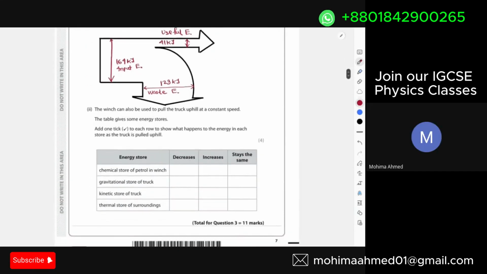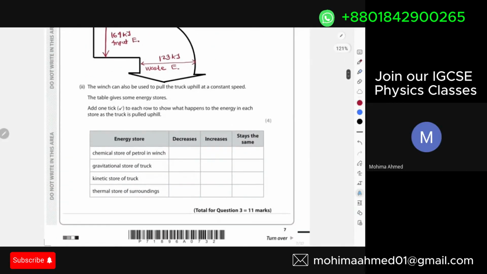Okay, then if we move on, over here there's a chart they have given, and it says the winch can also be used to pull the truck uphill at a constant speed. That means it can also pull the truck on an inclined plane with a constant speed. The table gives some energy stores. Add one tick to each row to show what happens to the energy in each store as the truck is pulled uphill. That means we have to convert the change in energy over here.